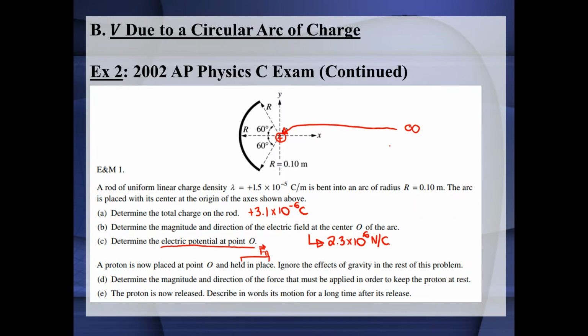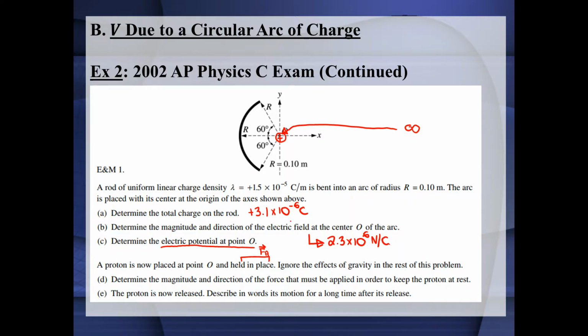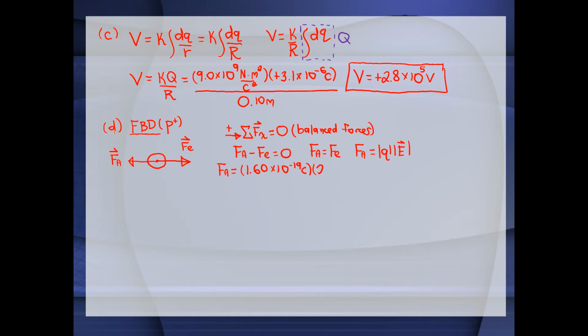So we'll go back here for a moment. We got that electric field strength from part B when we solved the first part of this problem in the second lesson. So to get Fa, all we have to do is plug things into the equation now. So Fa would be equal to the absolute value of your charge. This is a proton, 1.60 times 10 to the negative 19 coulombs, multiplied by the electric field that we got previously. So that's 2.3 times 10 to the 6 newtons per coulomb.